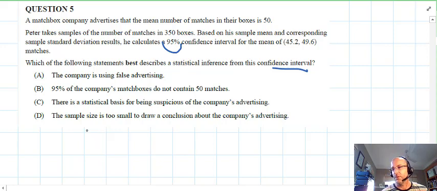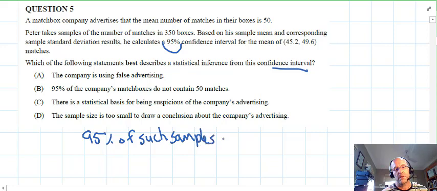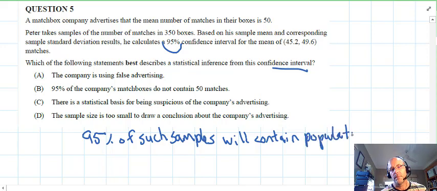So the confidence interval really says 95% of such samples, so samples taken in this manner, will contain the population mean. The population parameter, more generally. In this case, we're talking about the mean. In math methods, it might be the population proportion.